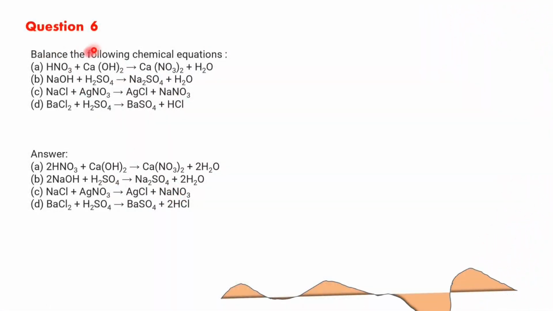Question number 6. In this question, it is asked to balance the following chemical equations. There are a total of 4 chemical equations given, and all these 4 chemical equations are imbalanced. So here in the answer section, first we consider this first one, the balanced chemical equation.